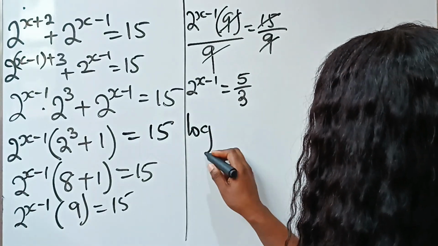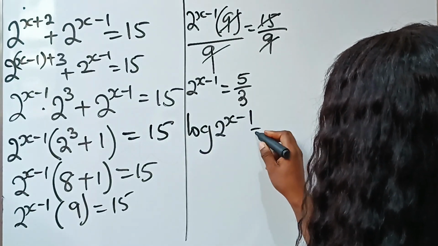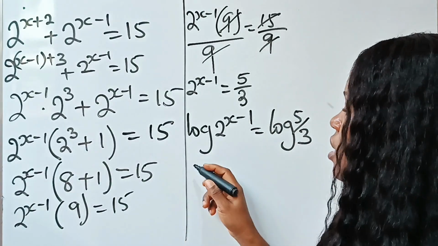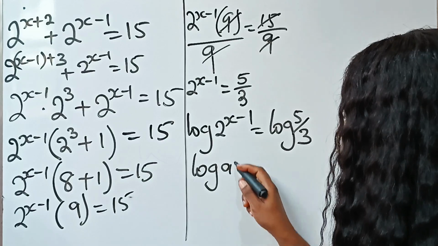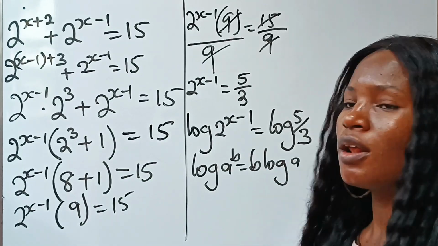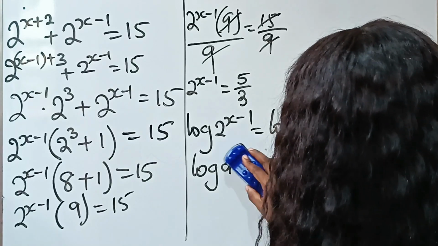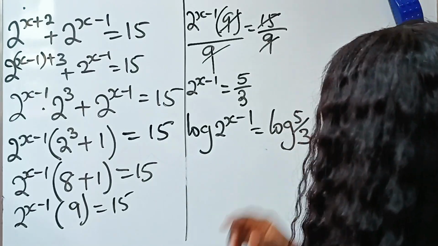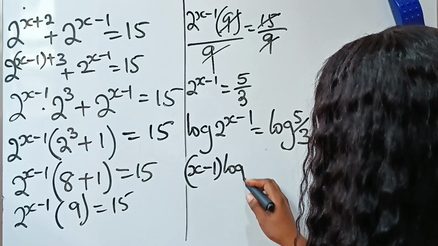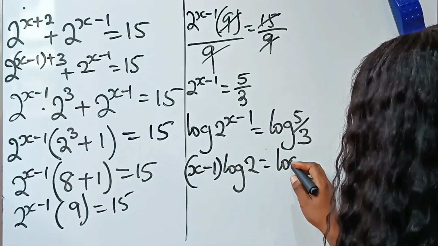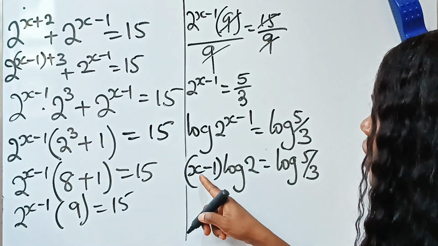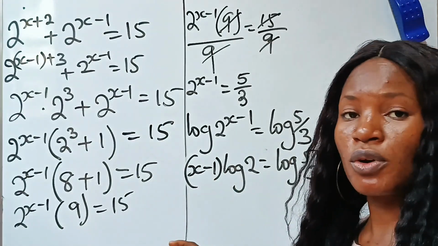Now we are going to introduce log, because that is the only option we have right now. So we introduce log to both sides of this equation. When you have log a to the power of b, this is equal to b multiplied by log a. Therefore, we can rewrite this as x minus 1 multiplied by log 2 is equal to log 5 over 3.